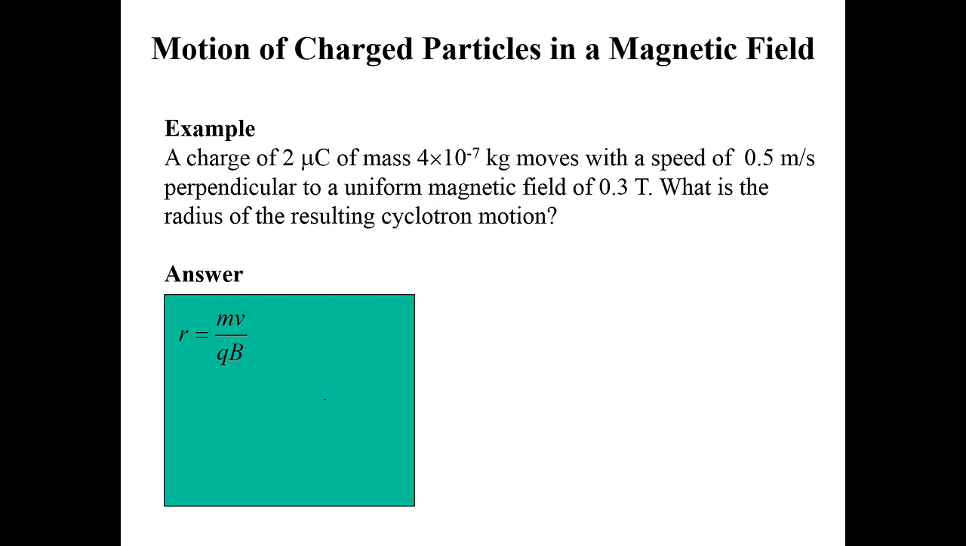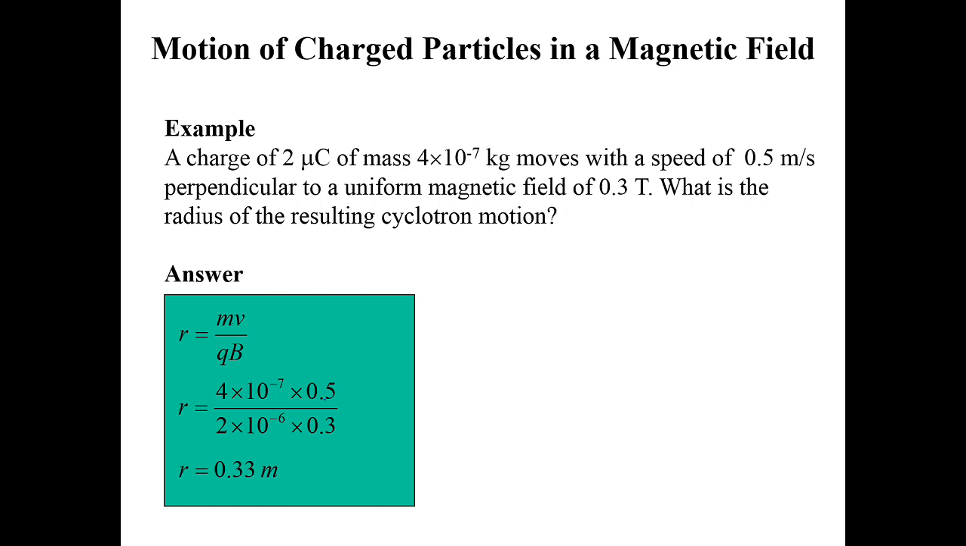This one's pretty straightforward, right? Kind of a calculator test question. So you plug in your values here, and you get that the mass times the velocity divided by the magnetic field and the charge gets you the radius, which comes out to be 0.33 meters in this case.